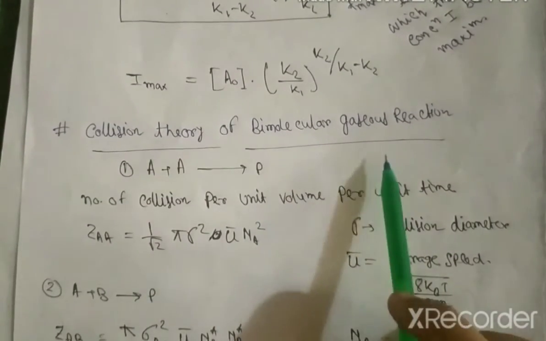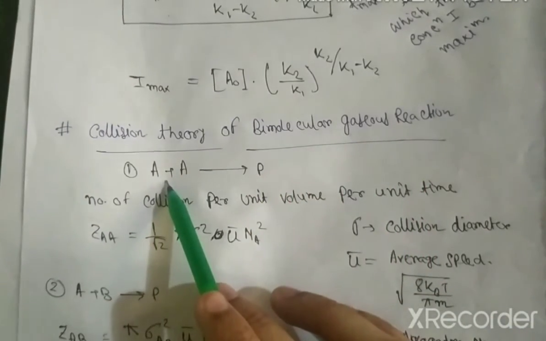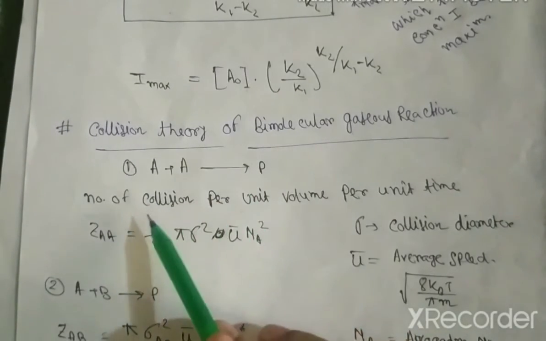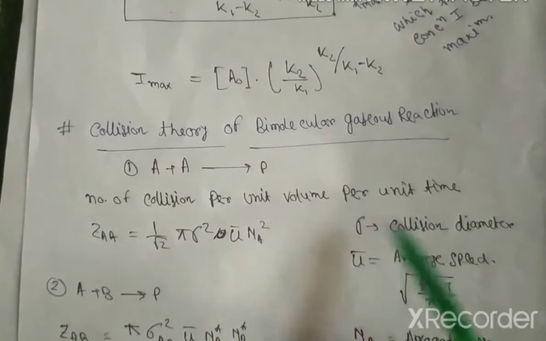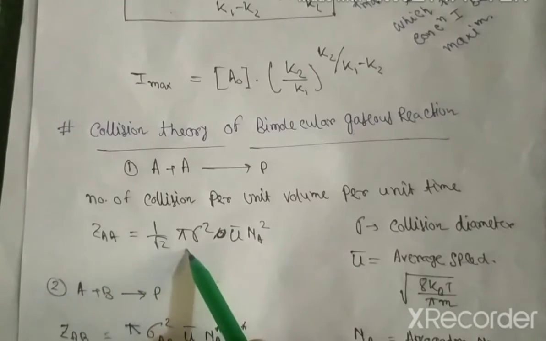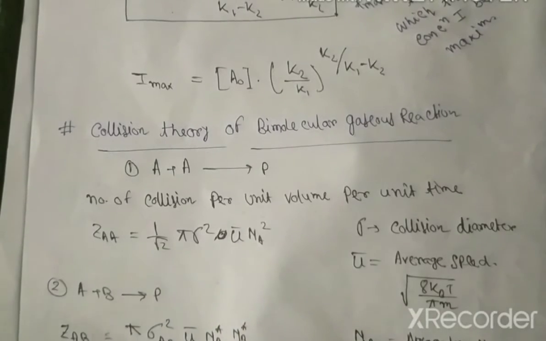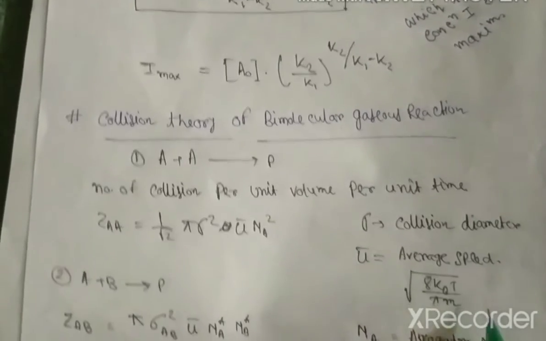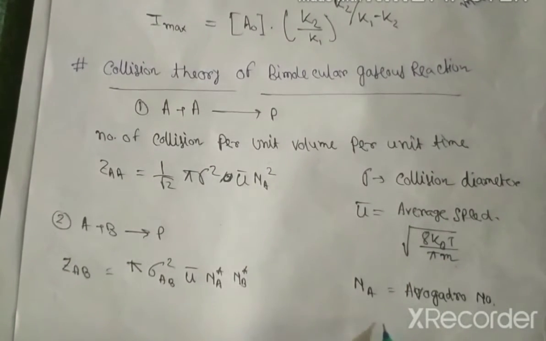Now, collision theory of bimolecular gaseous reaction. Suppose the bimolecular gaseous reaction, here let us consider at first the molecules are the same, then A plus A to P, and the number of collisions per unit volume per unit time, that is Z_AA, is equal to 1 by root 2 pi sigma square U bar N_A square, where sigma is the collision diameter, U bar is the average speed, expressed as root over 8 k_B T by pi m, where k_B is the Boltzmann constant and N_A is the Avogadro number.